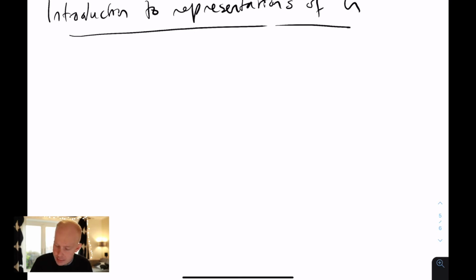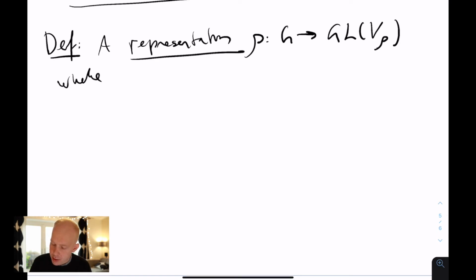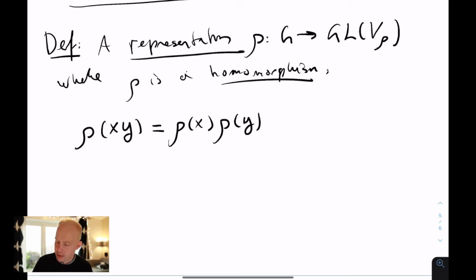The basic definition here that we want to use is the following: a representation rho is a mapping from the group G to the general linear transformations GL(V_rho) of a vector space V_rho, where this rho is a homomorphism in the sense that rho(xy), when we take two elements in the group and take their product, is equal to the product of the matrices rho(x) rho(y). I will mention in a second what this GL(V_rho) is. This is true for any x and y in G.